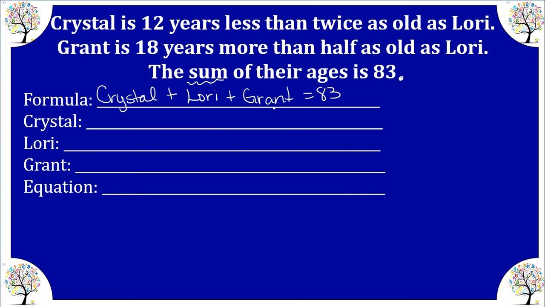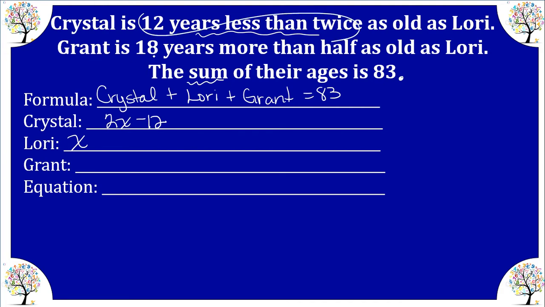So we know the least about Lori. Crystal is being compared to Lori and Grant is being compared to Lori. So let's let Lori's age be x. Crystal is 12 years less than. Less than is a flip-flop, so we're going to flip the minus 12 to the back instead of at the front of the phrase. And then twice Lori will be 2 times x. So we flipped that around.